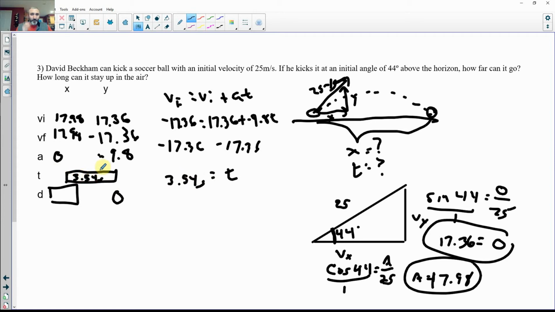3.54 seconds. I hope you got that too. Again, negative 17.36 minus 17.36 is going to be negative 34.72. Divide both sides by negative 9.8, and you should get 3.54 seconds as your time.